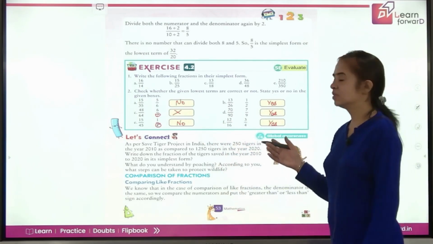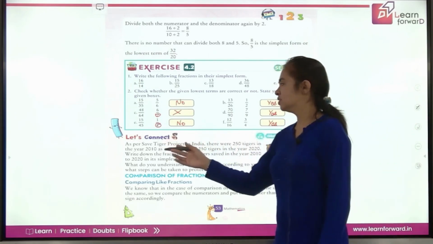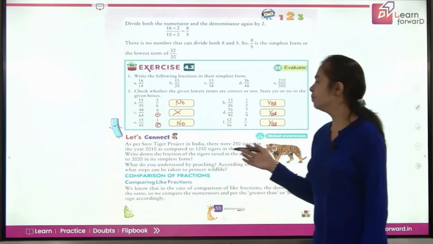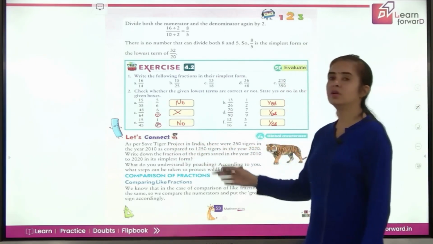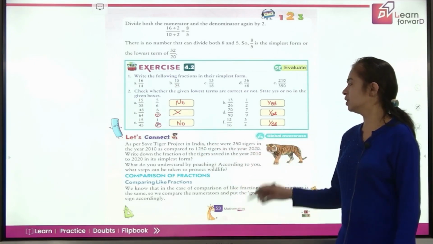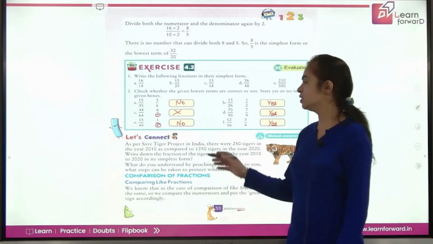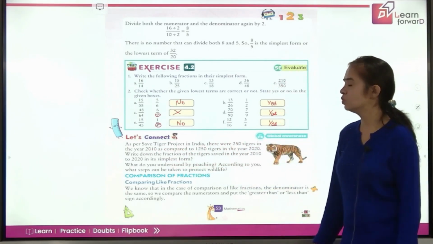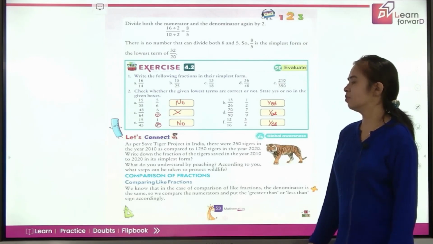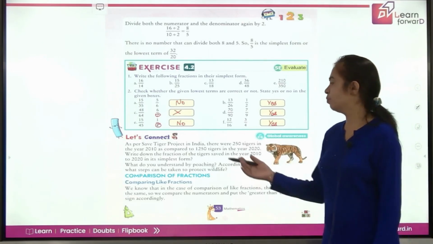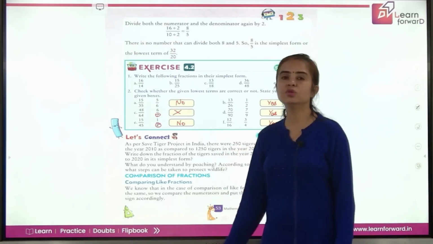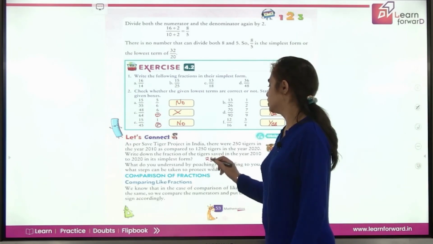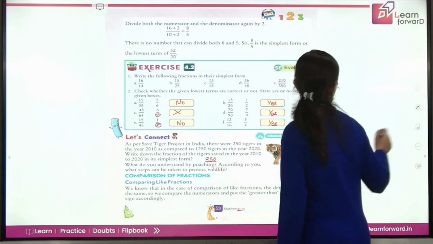So we have a Let's Connect project exercise here. As per the Save Tiger project in India, there were 250 tigers in the year 2010 as compared to 1250 tigers in the year 2020. That means it is increasing. Write down the fraction of the tigers saved in the years 2010 to 2020 in its simplest form. So how many tigers have been saved? From 250 it has reached 1250. So this is 250 tigers saved. Sorry, 1000 tigers saved.